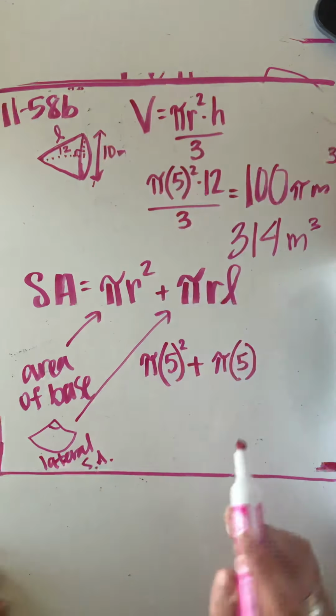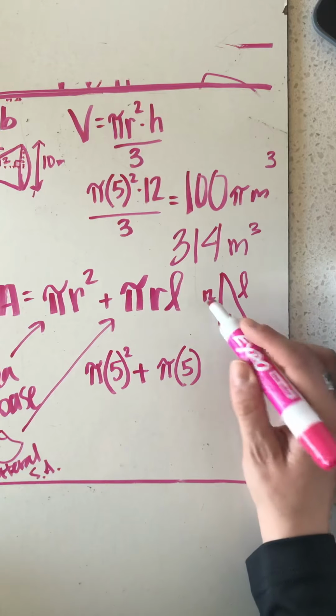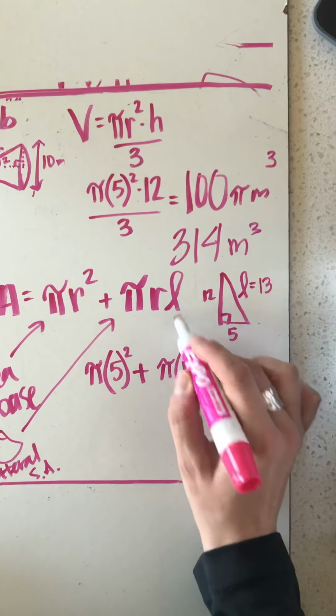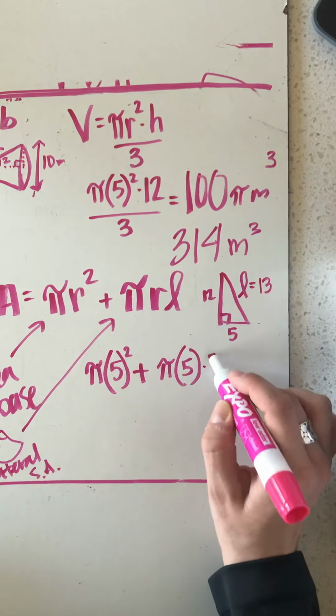And if you're ever missing a length of a right triangle, what do you want to use? The Pythagorean theorem. Okay, so your height is 12, your base is your radius of 5, and then your slant height is the hypotenuse. So using the Pythagorean theorem, you can figure out the slant height, or if you notice, it is a Pythagorean triple, 5, 12, and 13. So I know my slant height is 13.